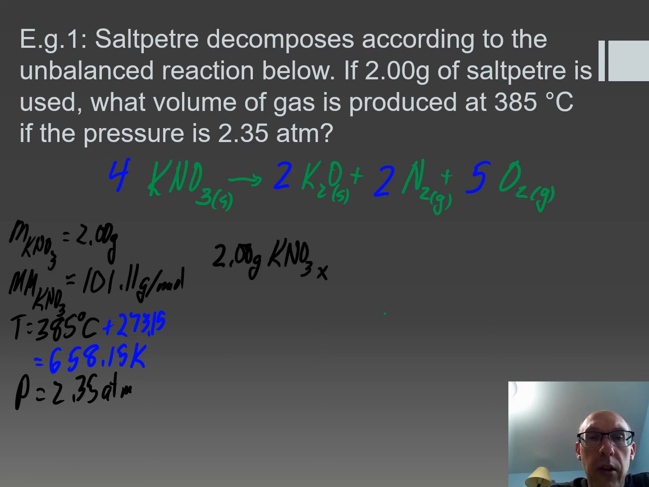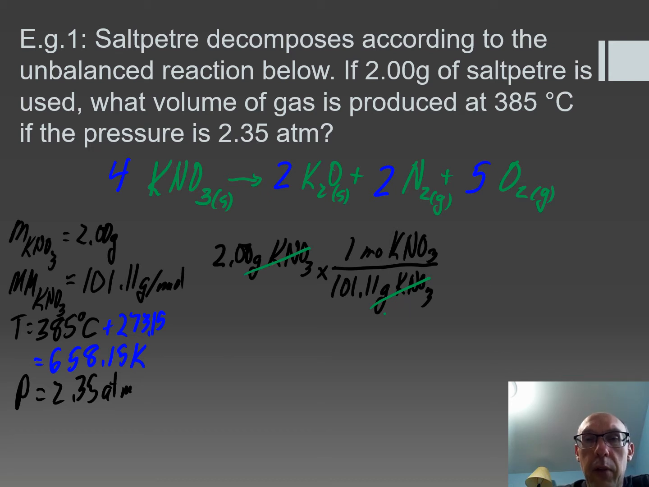The molar mass lets us say that for every 101.11 grams of KNO3, I'm going to have 1 mole of KNO3. The grams of KNO3 cancel, and now I have everything in moles.